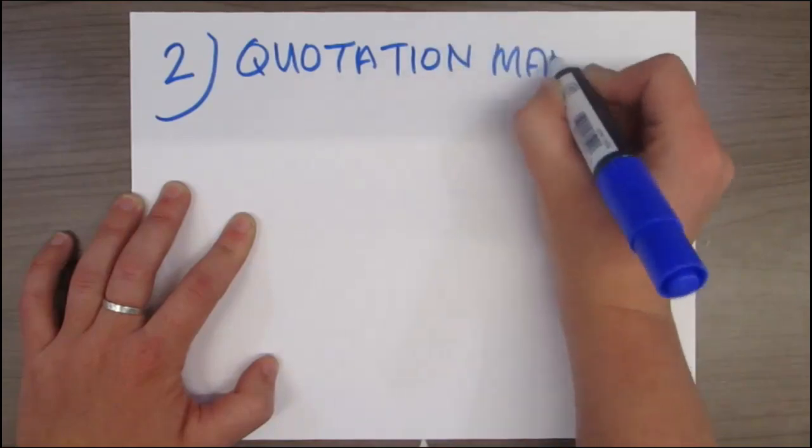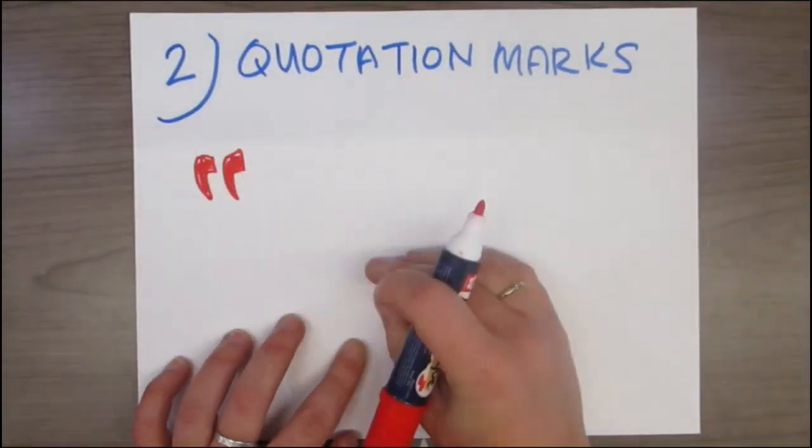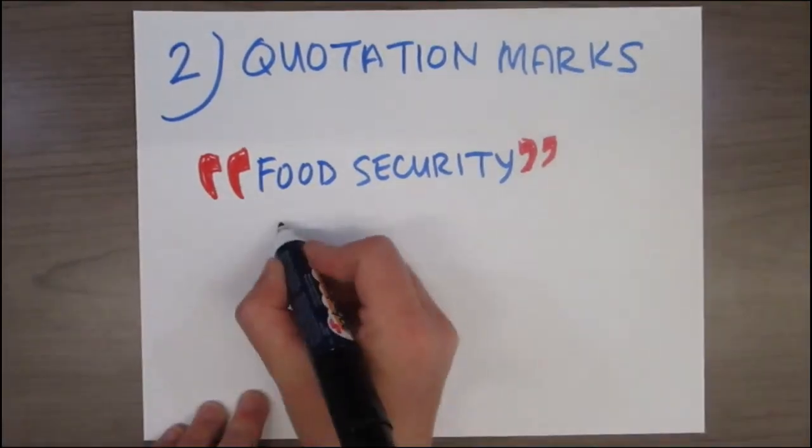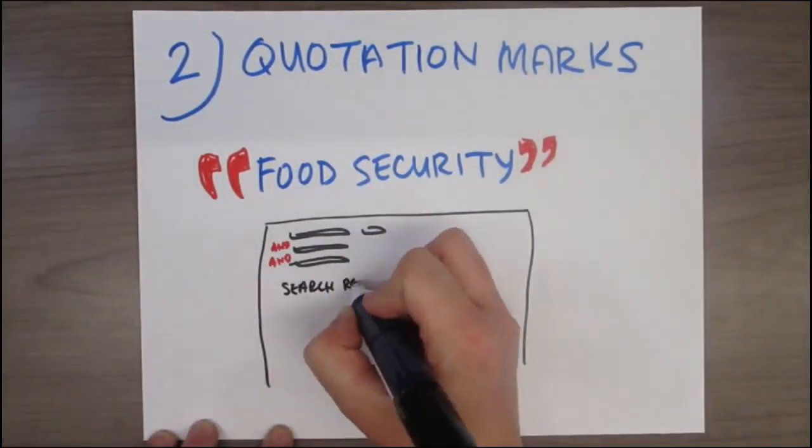Next, we have quotation marks. By putting quotation marks around a specific term or search phrase, you'll be able to keep the words together in your search. For example, we might do this to our keyword, food security.